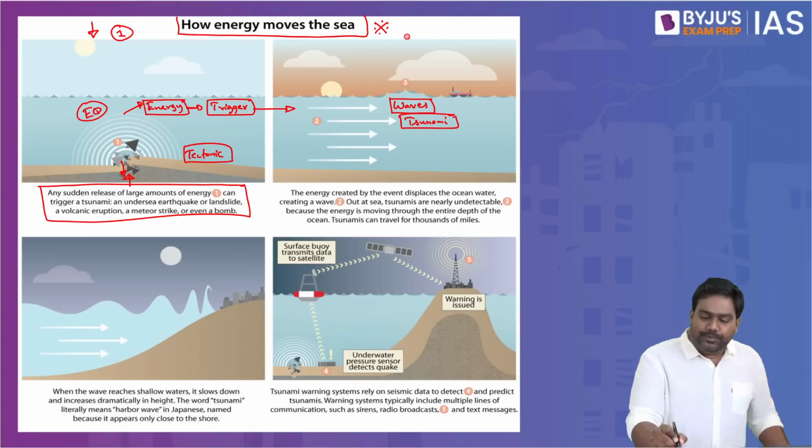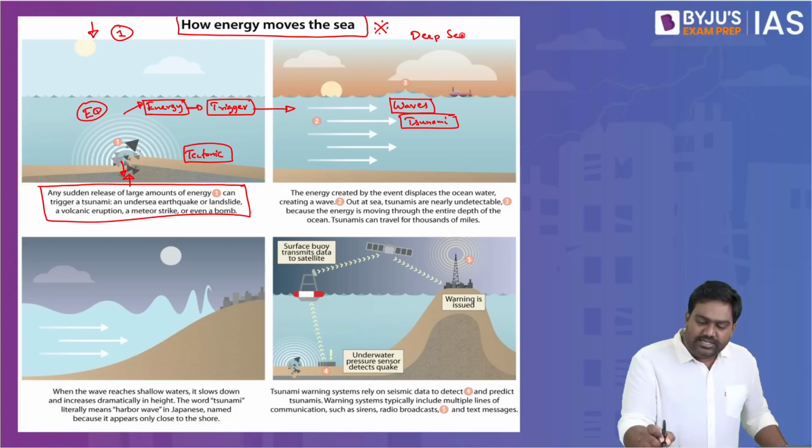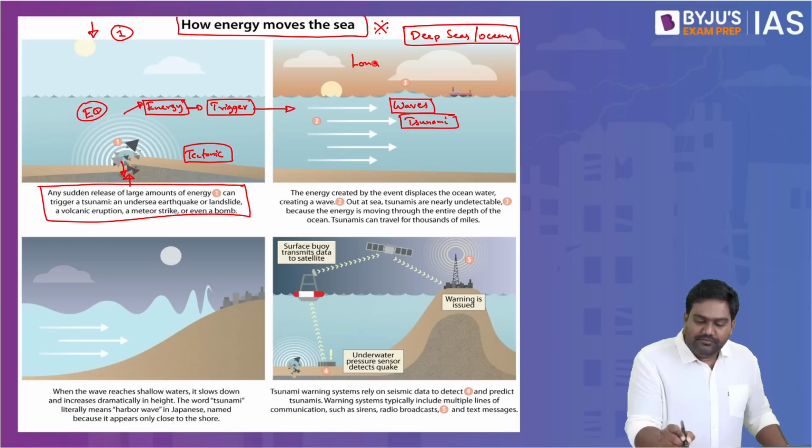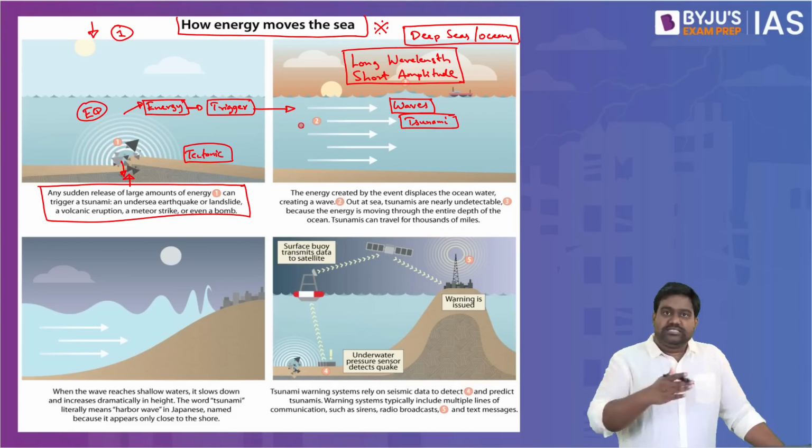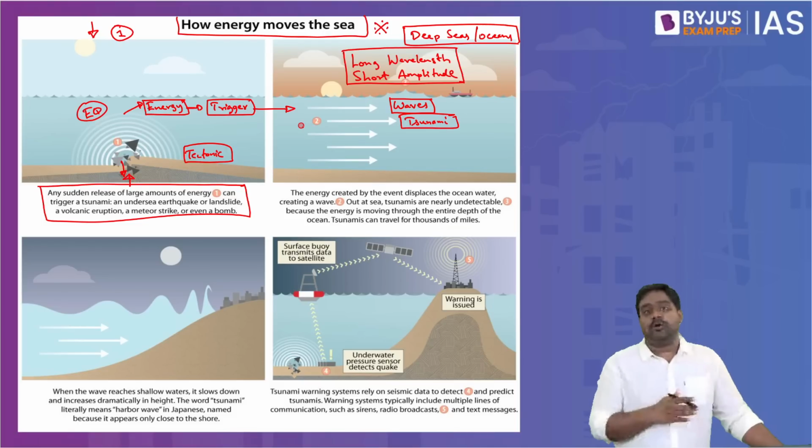Initially, in the deep seas and deep oceans, the tsunami wave will have a very long wavelength and short amplitude. Now, what do you mean by this? It means that the wavelength, the distance between the crest and the trough of the wave, will be very, very long. It can be hundreds of kilometers.